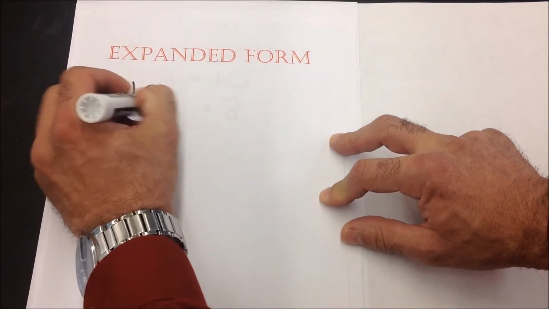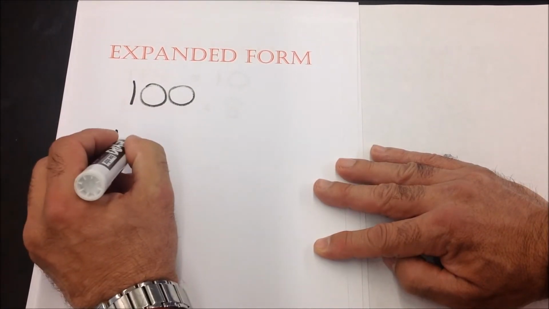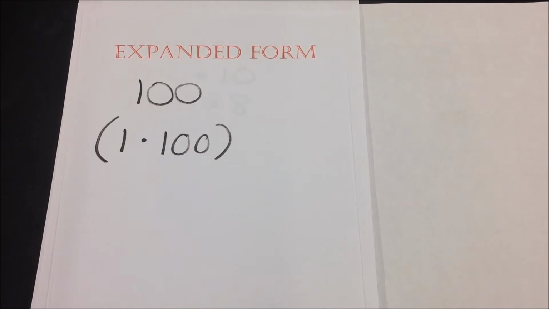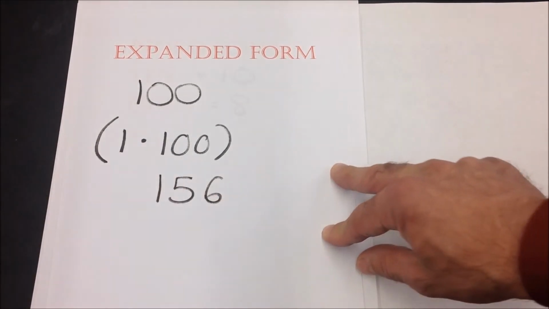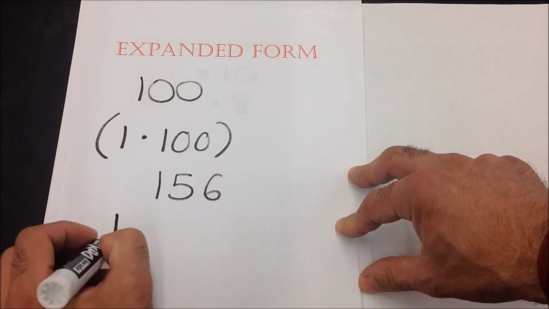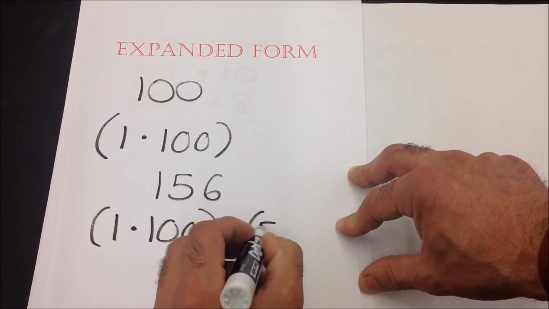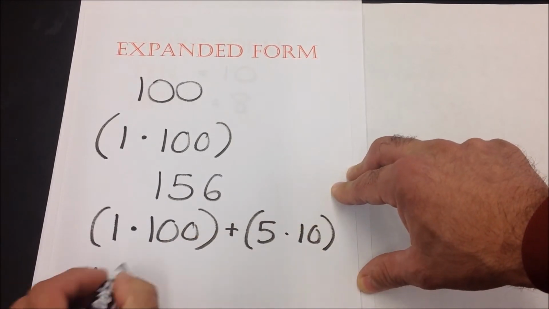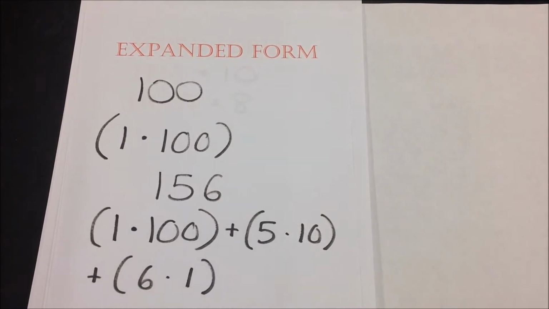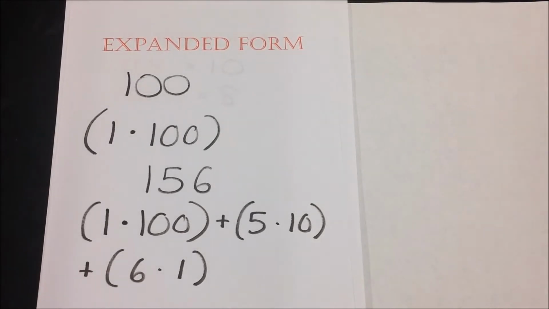So if I had the number 100, I can expand that with multiplication. We could say 1 times 100 is 100. That's an easy one. Let's say I had 156. We can expand it by its place value. And we'll go over this. So I can say 1 times 100, and we're using that dot for times, plus 5 times 10, plus 6 times 1. We're all using place value. So we'll go back over expanded form and how we'll use it, but first we need to know place value.